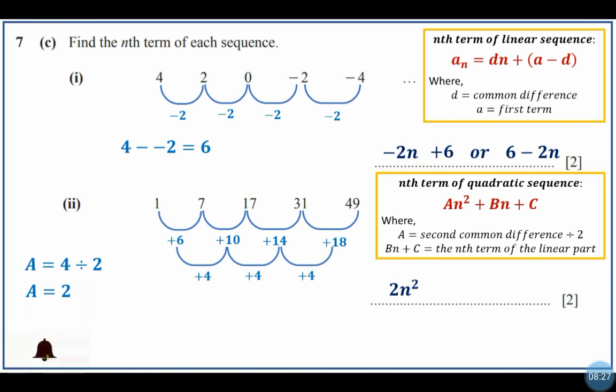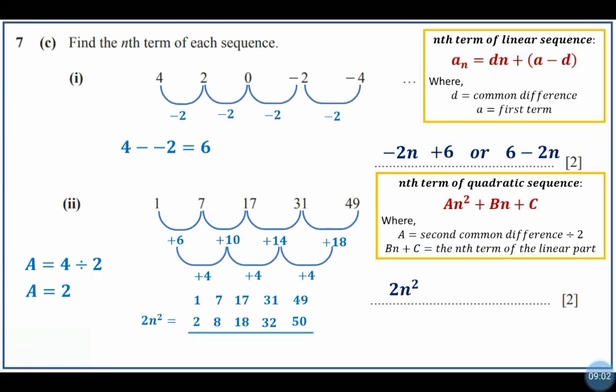And then the next step is to put in the original values 1, 7, 17, 31, and 49, and then find out what will become the value of 2n squared. Put it below those original numbers. So 2 times 1 squared is 2. 2 times 2 squared is 8. 2 times 3 squared is 18. 2 times 4 squared is 32. 2 times 5 squared is 50.